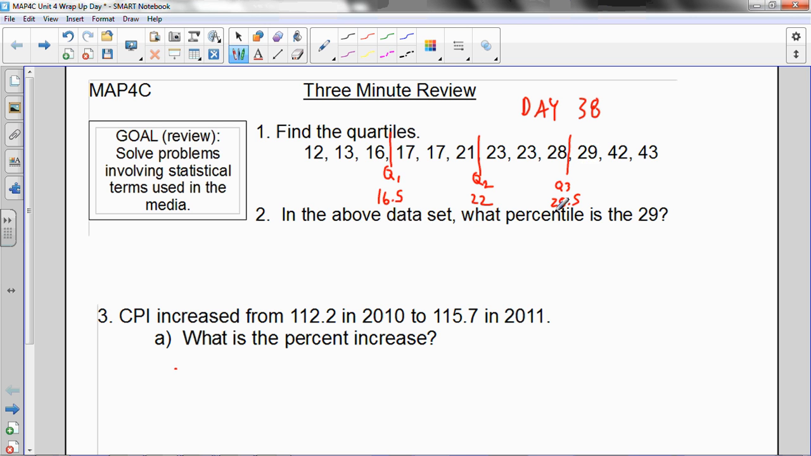And that's it. In the above data set, what percentile is the 29? Well, how many pieces of data are below? 1, 2, 3, 4, 5, 6, 7, 8, 9 out of 12. Fire that into a calculator, and that's right around 75%. So it's the 75th percentile.